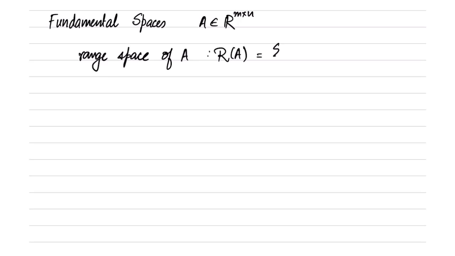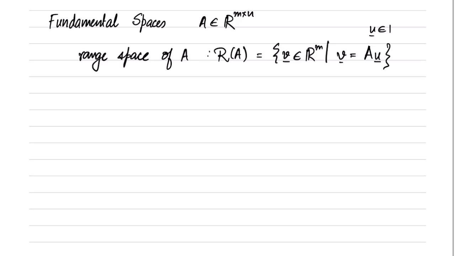So this is defined as the set of all vectors in Rm such that these vectors can be written as A times u. In order for this multiplication to be valid, obviously we would require u to be in Rn, because only an n cross 1 vector you can multiply with A. So this is the definition of the range space of A. It is also called the column space of A. Right, so that is another name.